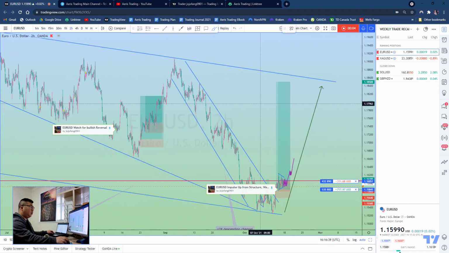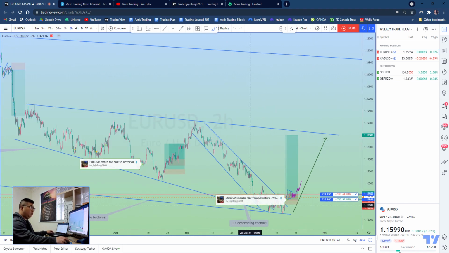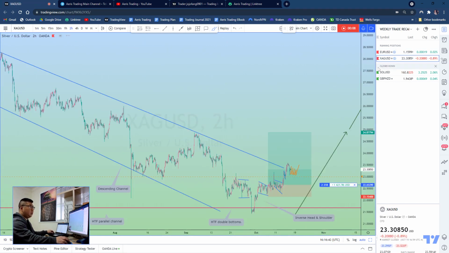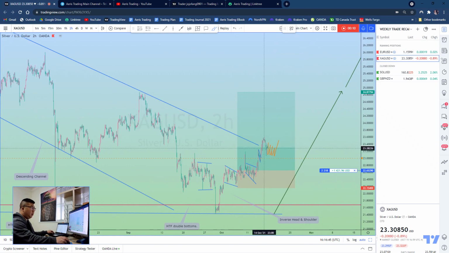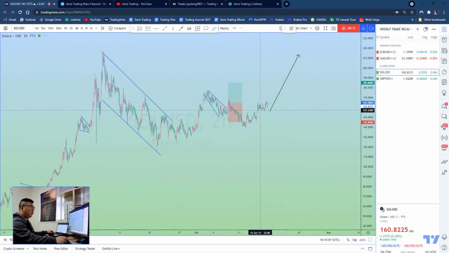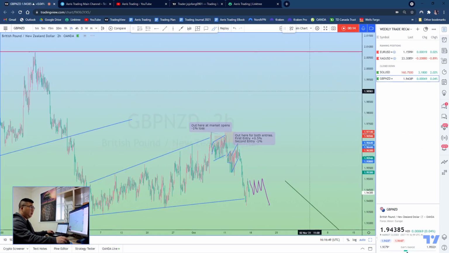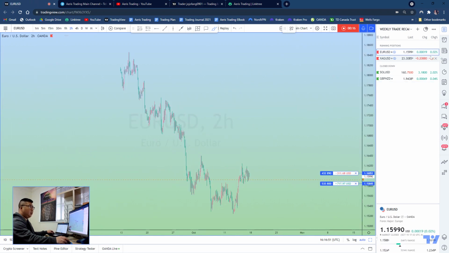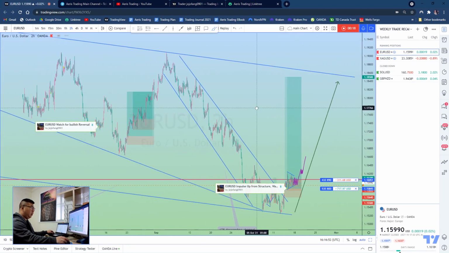This week I only entered one new position, which is Euro dollar, and the rest of the positions, such as silver, were mentioned in the last recap video. And I did close down Solana and I did close down Pound Kiwi as well. So we're gonna take a look at these positions, starting with Euro dollar.